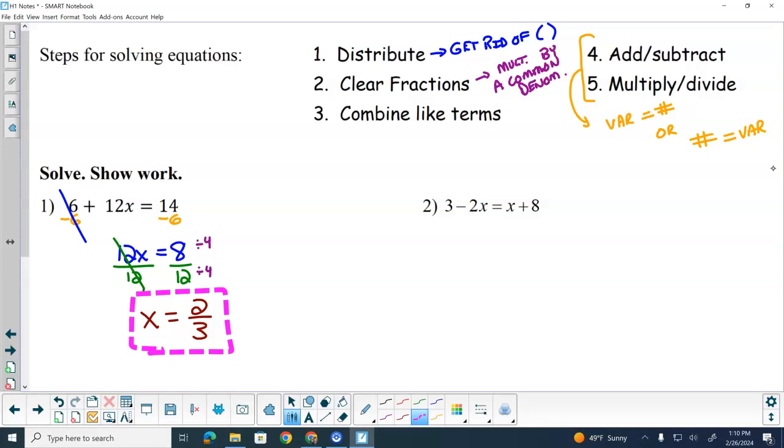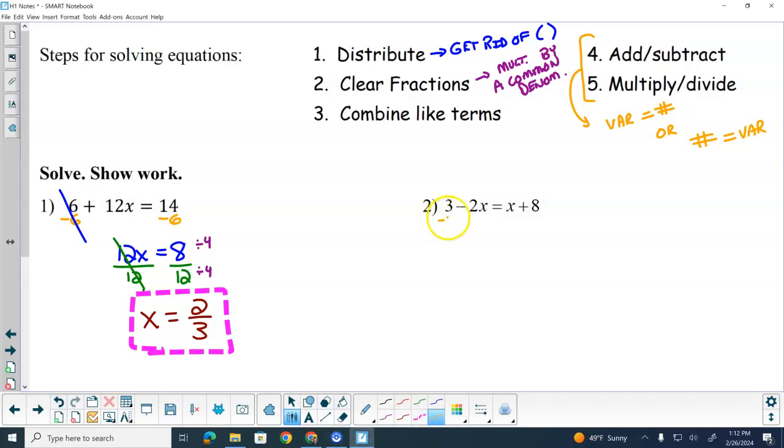And you've got a question. Do I have parentheses to clear in number 2? Nope, so that's done. Do I have fractions to clear in number 2? Nope, that's done. Do I have like terms to combine in number 2? Nope, that's done. Okay. Add and subtract. What do I want to add? What do I want to subtract?